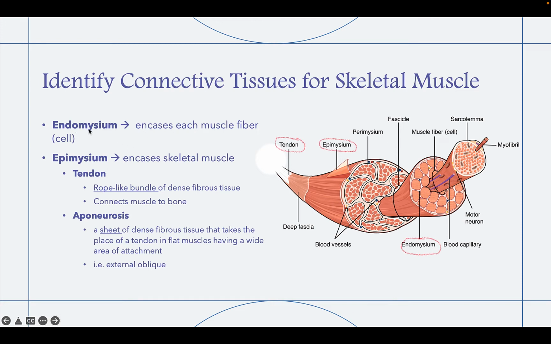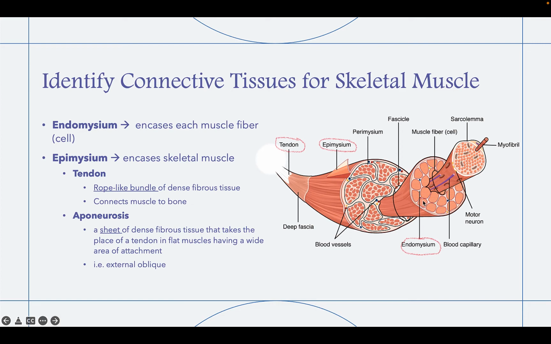When you think of endo, think of inside. So it's inside of a muscle cell. So we have a muscle cell here. This is all one cell, and each muscle cell is composed of various myofibrils. In between the myofibrils is this endomysium. So it's encasing each muscle fiber here, and then in between the myofibrils. So this is one endomysium kind of covering the outside of that muscle fiber.